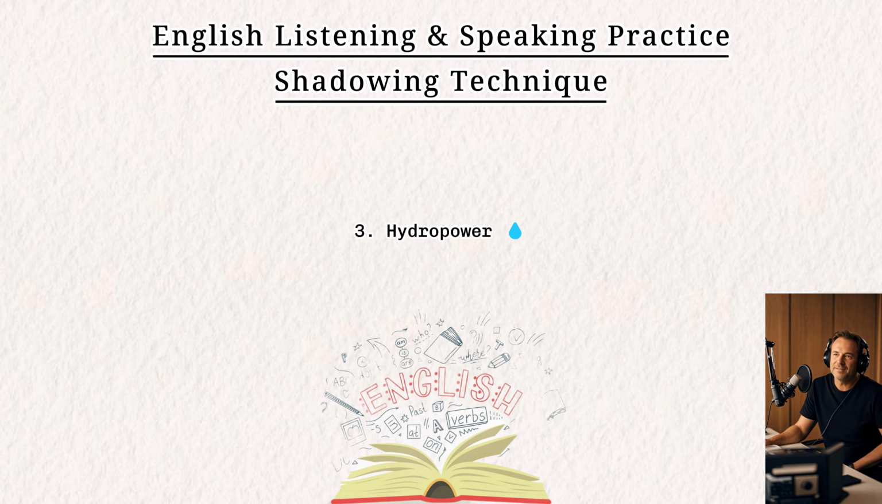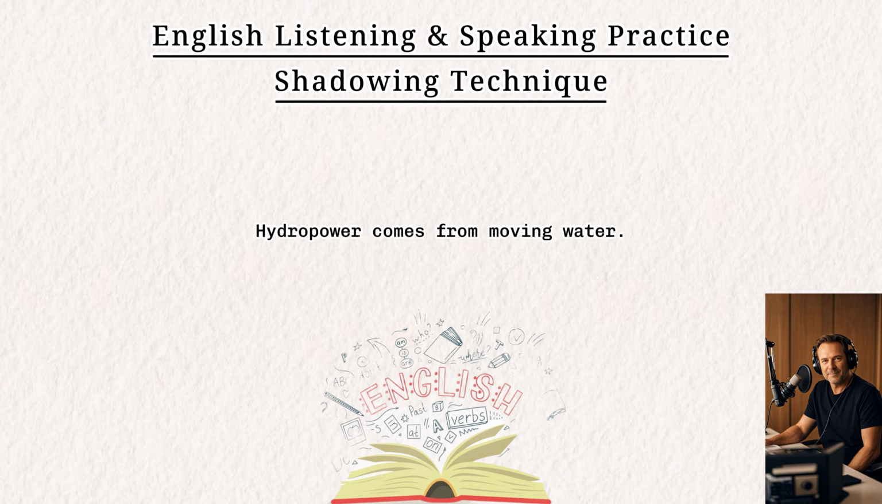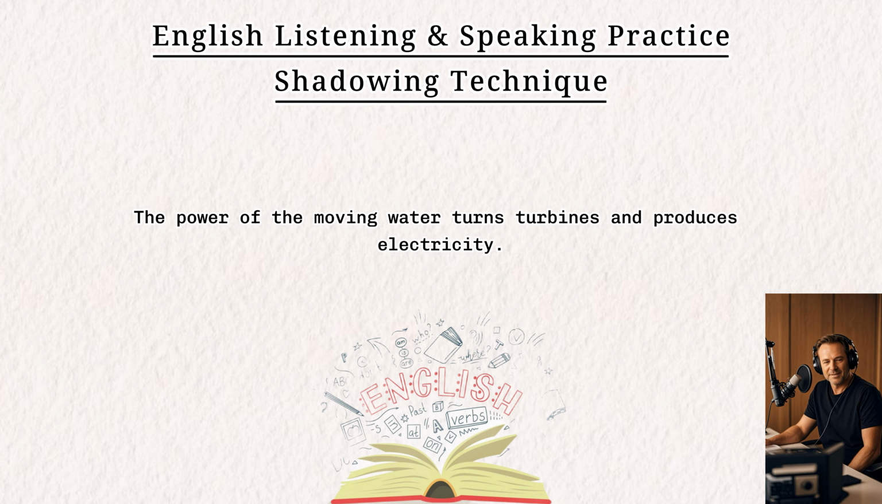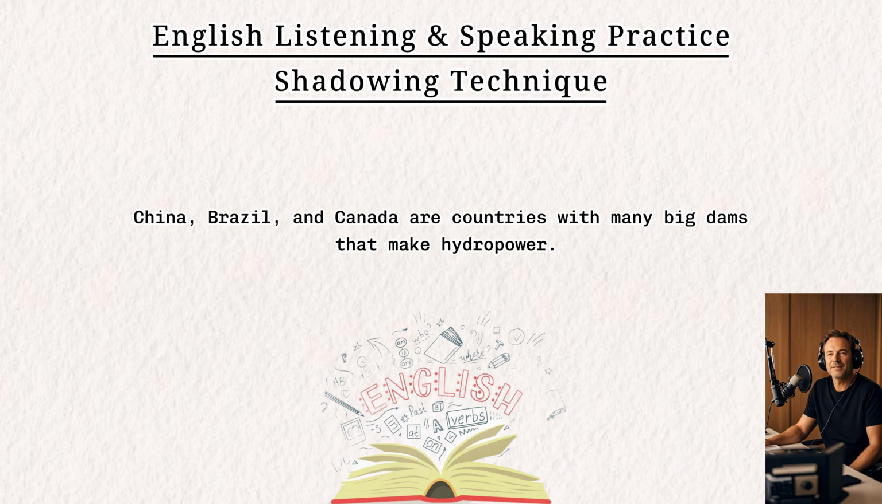3. Hydropower. Hydropower comes from moving water. We build dams on rivers to control the flow of water. The power of the moving water turns turbines and produces electricity. China, Brazil, and Canada are countries with many big dams that make hydropower.